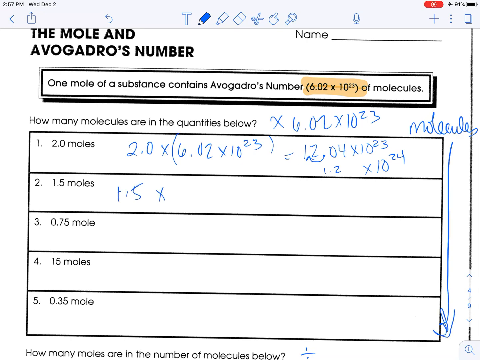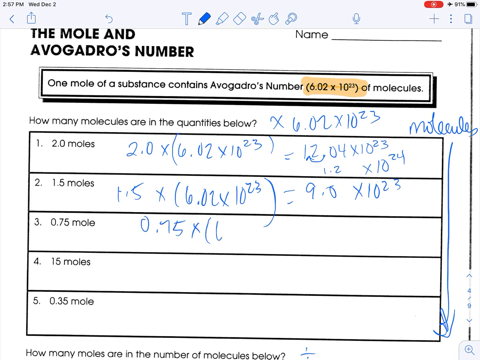1.5 times 6.02 times 10 to the 23rd. So this time I'm going to do 1.5 times 6.02. And this number is already in scientific notation, I just tack that back on. My sig figs aren't right, so I would change that to just 9.0. If you're not worried about sig figs, you can leave it.